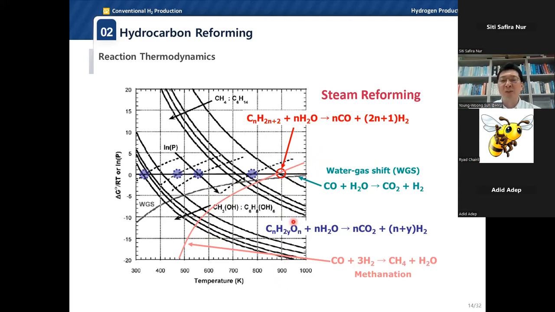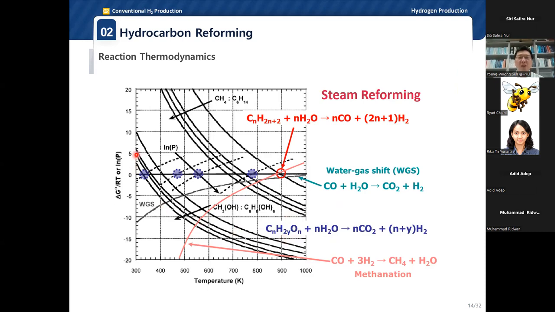And then probably at the end of this lecture, I will mention aqueous phase reforming. CnH2yOn, these are oxygenate products that can sometimes be used for hydrogen production using a reaction like steam reforming. In the case of these compounds, you can see from here to here the Gibbs free energy has a negative value. That means this is very thermodynamically favorable compared to the hydrocarbon without oxygen.